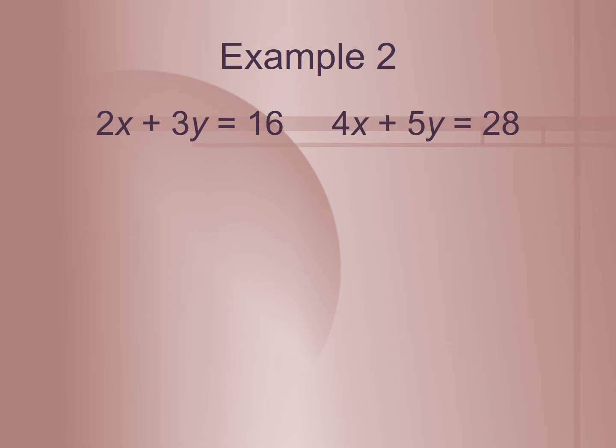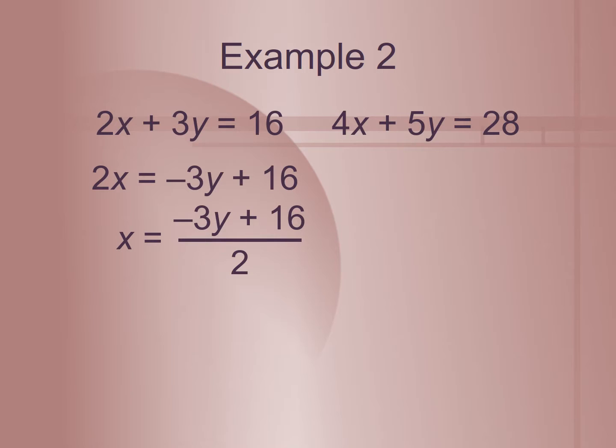So let's look at an example. We have 2x plus 3y equals 16, and 4x plus 5y equals 28. Notice that 2 is a factor of 4. So what we're going to do is solve for x over here. We'll subtract 3y from both sides, and then that means x is equal to negative 3y plus 16, all over 2.